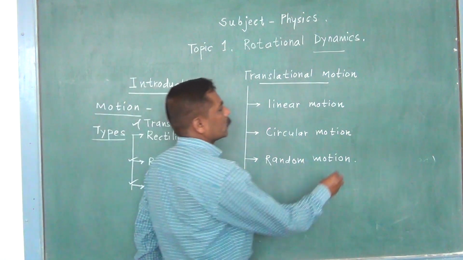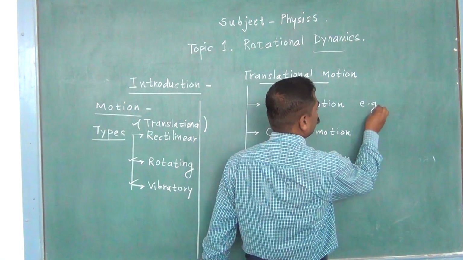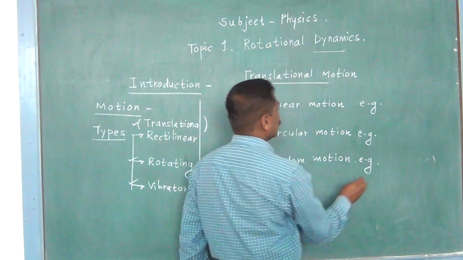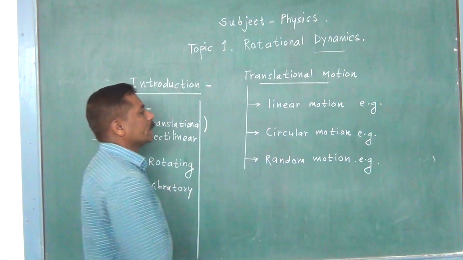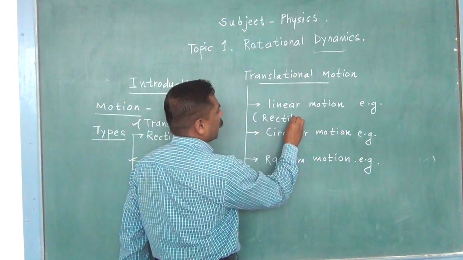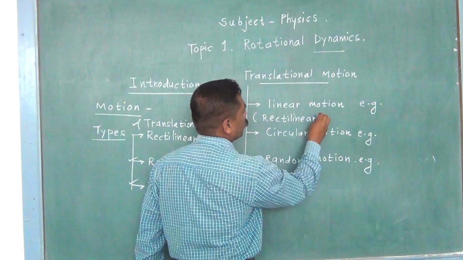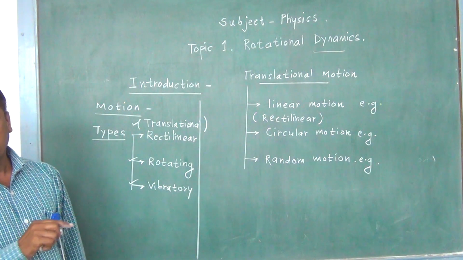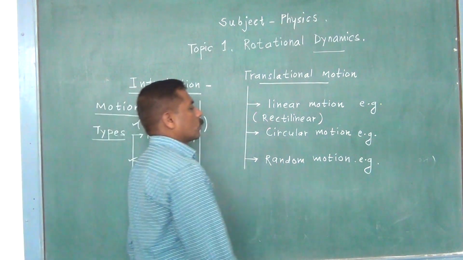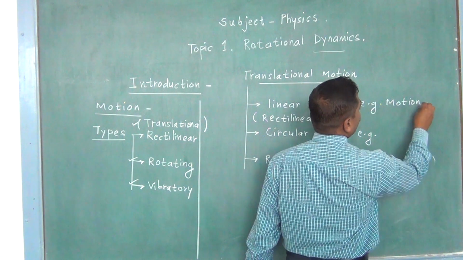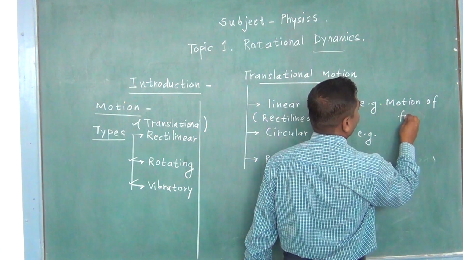I will give here one example due to which you will get an idea about this motion. What is meant by the linear? Linear motion is also called as rectilinear motion, means in which the object is moving along a straight line. So we can consider here, for example, the motion of a football.